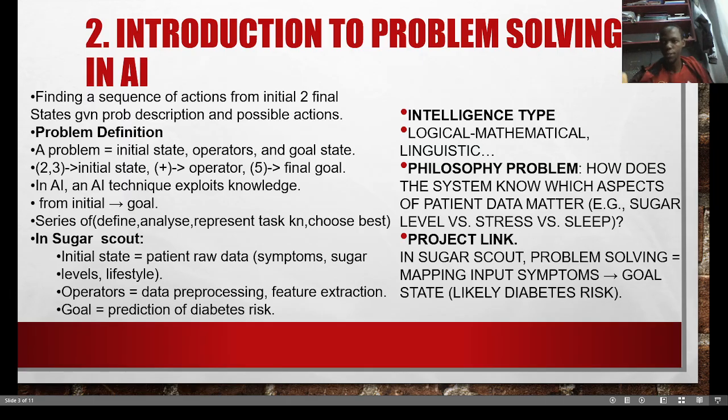So here, of course, in our system, the initial state is the patient's raw data: we have your heartbeat, we have your weight, and so on. The operators, as we said, are the actions that can be taken from the initial state to the final state, which is data processing, of course. The AI model is going to process that data, and the goal, the final state we want to arrive at, is to predict whether you have diabetes or not.